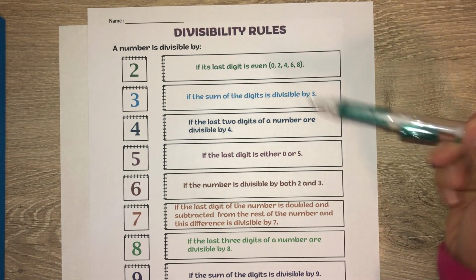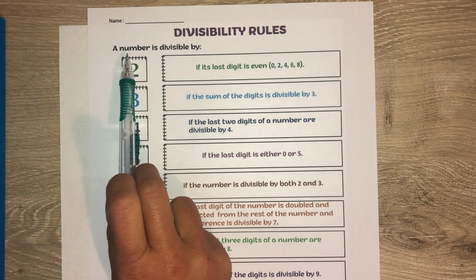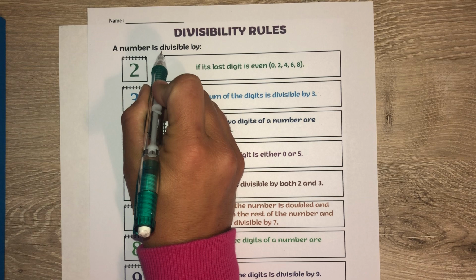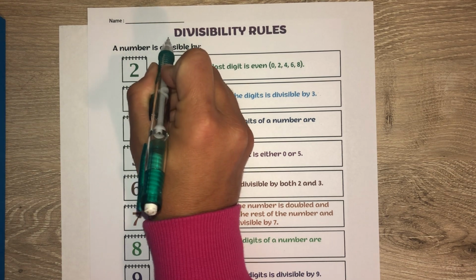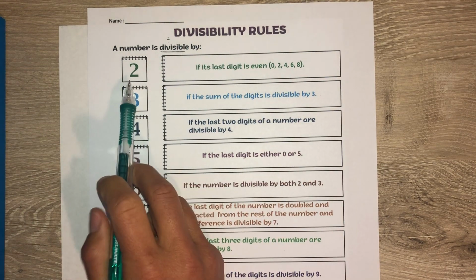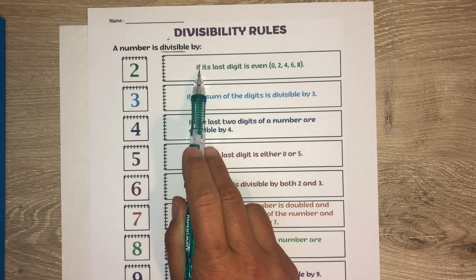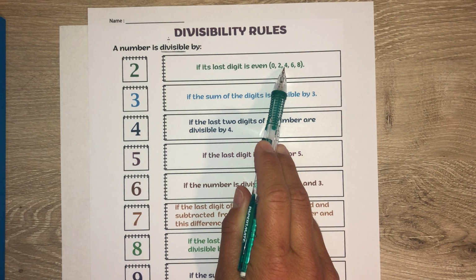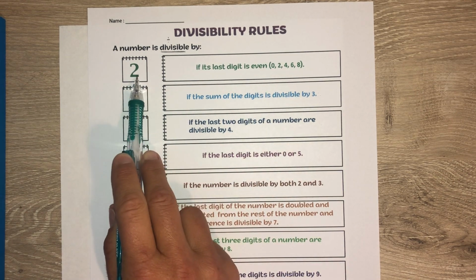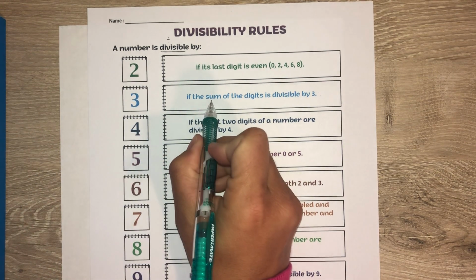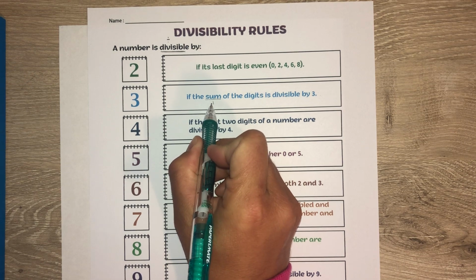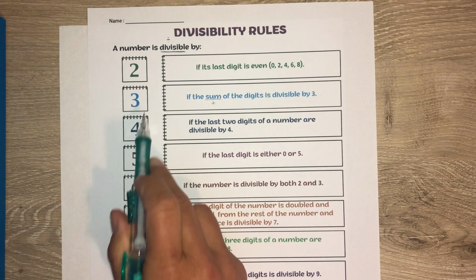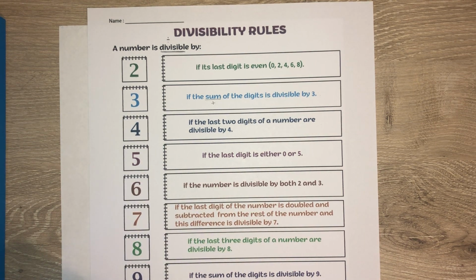But all this is really telling us is the rule for every number that's divisible by, which means you can divide it by. Divisible means divide it. You can divide it by 2 if its last digit is even. So if it ends in 0, 2, 4, 6, or 8, you can divide it by 2. If the sum of the digits, the sum means you add the digits together, is divisible by 3, then the number is divisible by 3.